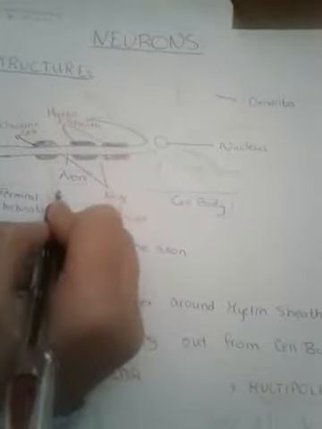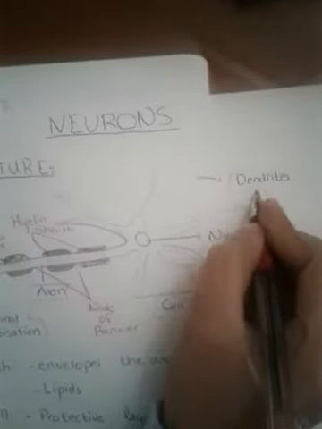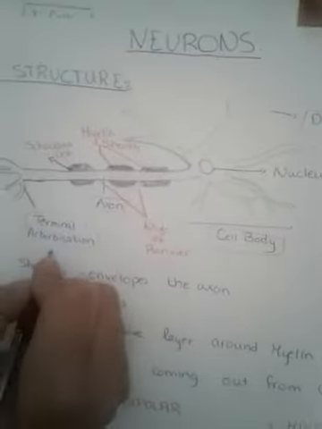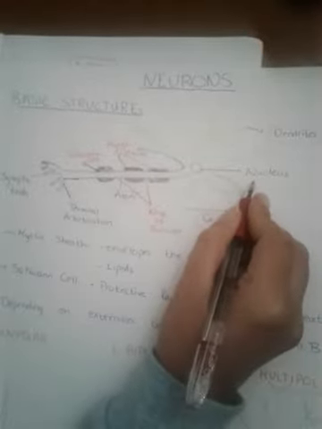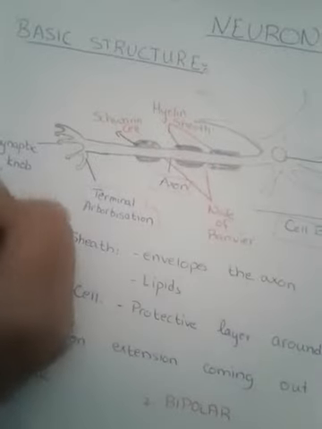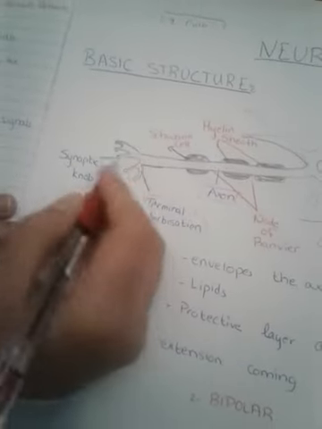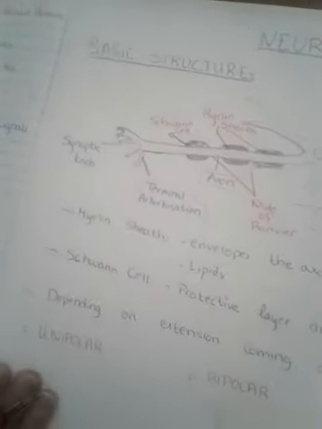So again, the neuron is made up of cell body and axon, and dendrites, and terminal arborization. Basically, the axon and dendrites are cytoplasmic extensions. The cell body contains the nucleus, and we've got terminal arborizations and the synaptic knob where the synapses occur. We're going to learn about the synapse.